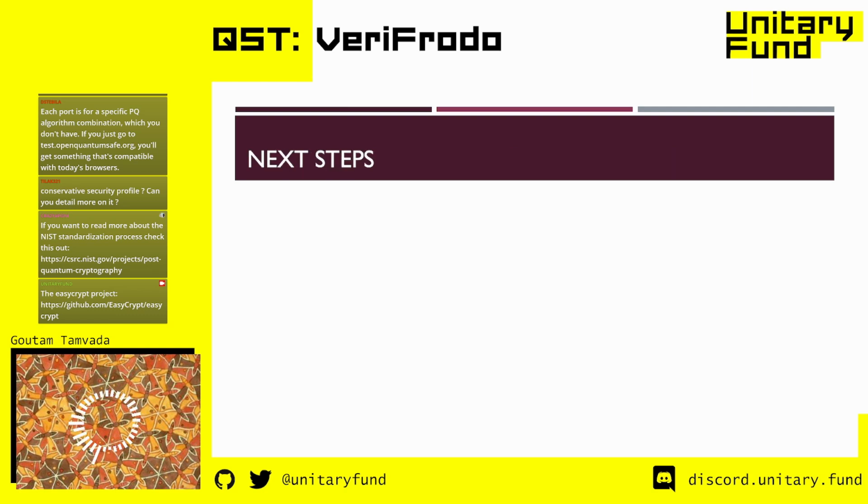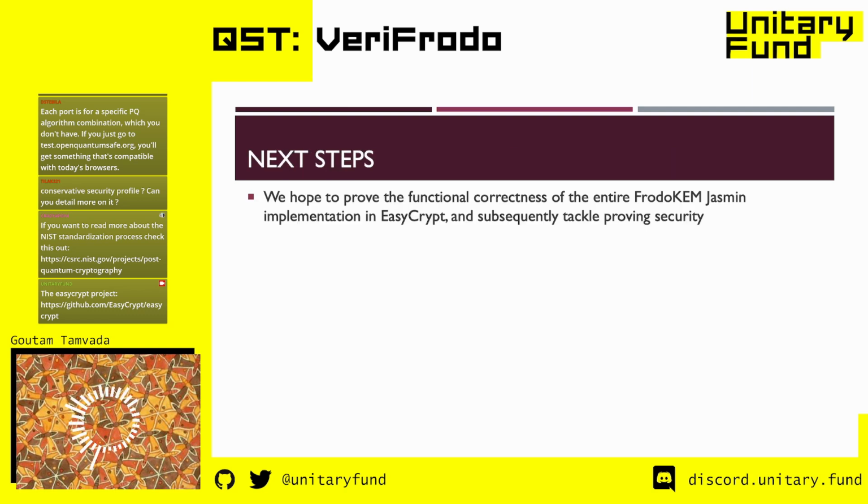And yeah, as for next steps for us, we hope to prove the functional correctness of the entire FrodoKEM Jasmin implementation. So not just key generation, but also key encapsulation and decapsulation in EasyCrypt. We also want to tackle the security aspect, like what I mentioned earlier, making it more abstract, and then being able to prove some security properties and do some probabilistic reasoning.